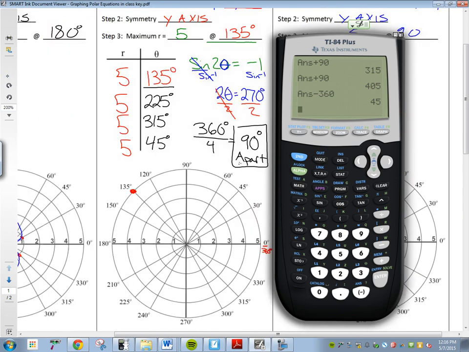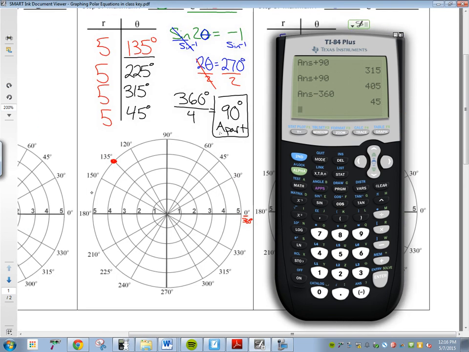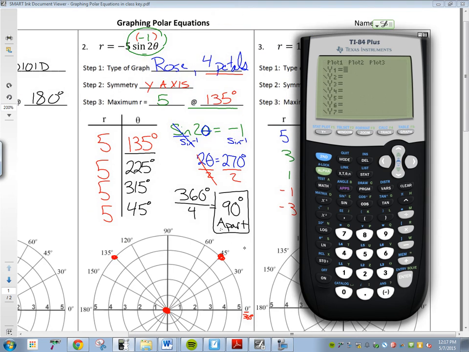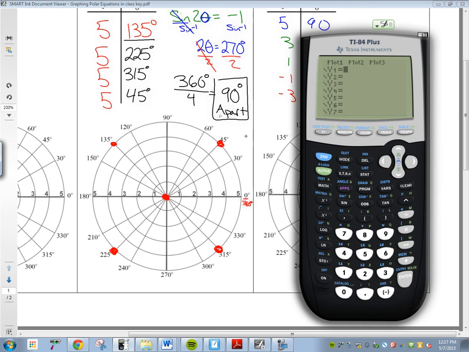Okay, so let me zoom out. Those are the different things I'm graphing. Let's put those on our graph. So 135, 225, 315, 45. They look evenly spaced out, and they should, and we know we're going to touch the center. It's a rose, so in general we know what the picture is going to be, but if we need to graph it, we can. It was -5 sine 2 theta, so -5 sine 2 theta.